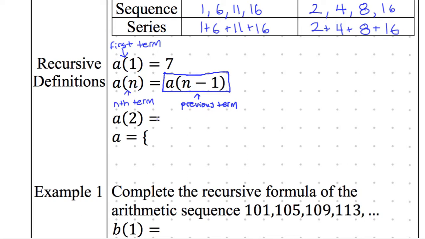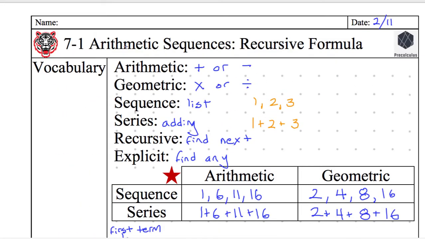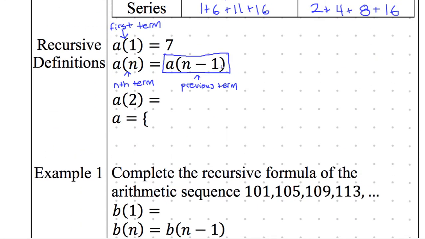Yep. So our previous term, and because it's going to be arithmetic, we're doing adding or subtracting. So what do you want to do with the previous term? Do you want to add or subtract a number? Shout it out. Subtract. What number? Choose a number. 15. That's our rule.